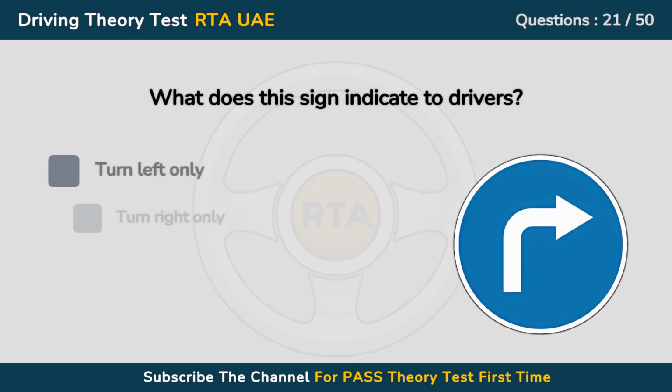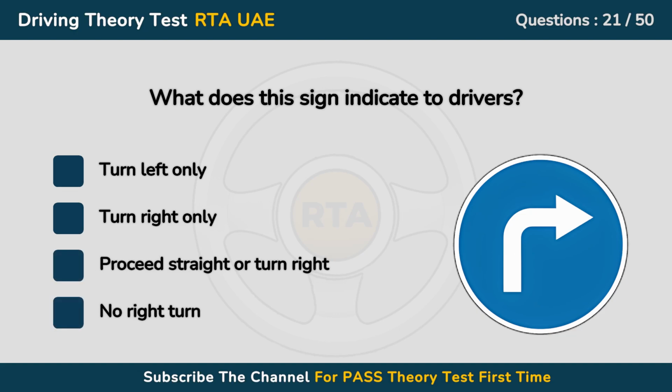Question 21. What does this sign indicate to drivers? A. Turn left only. B. Turn right only. C. Proceed straight or turn right. D. No right turn.